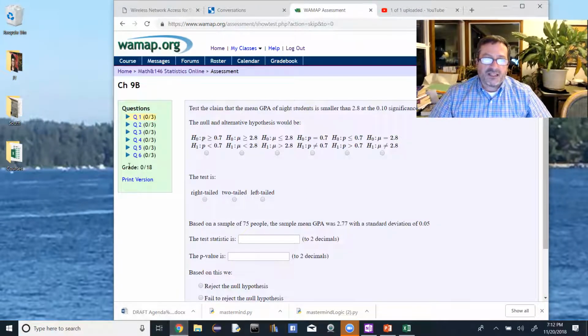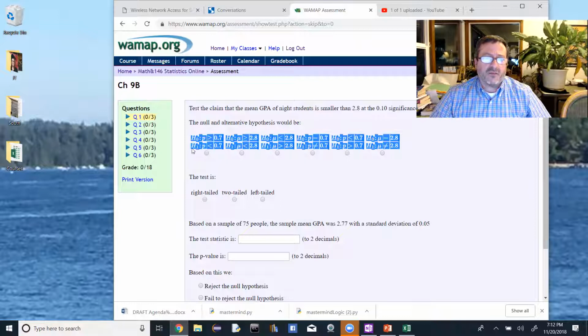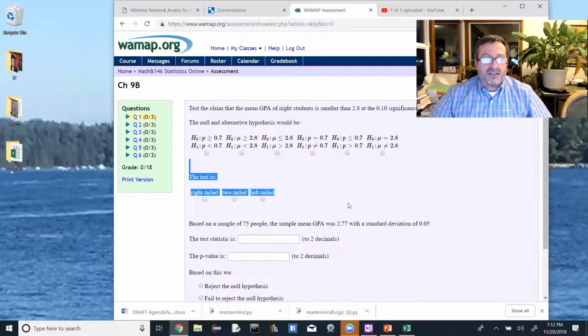So this is like homework 9B number 1. It says test the claim that the mean GPA of night students is smaller than 2.8 at the 0.10 significance level. I would stay away from trying to answer this next part right away. I would wait until you have worked through the steps of the process as I've outlined in the PowerPoint example. Same thing down below here. We don't want to start answering about the test and the tail and all that until we've done some of the rest of the work in the problem.